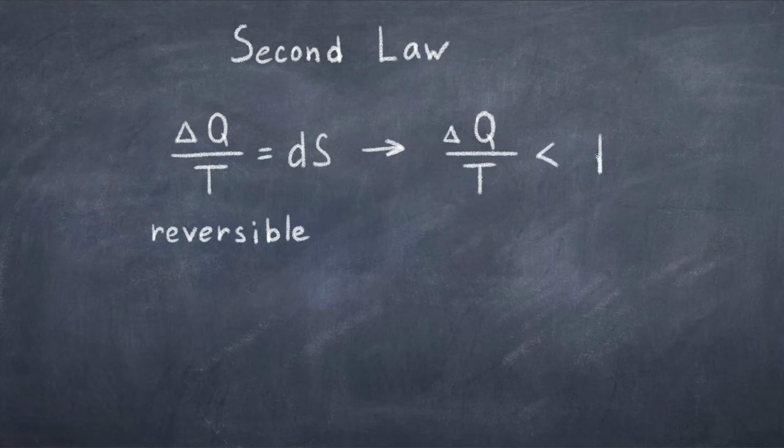For this to be true, the process must be reversible. The problem is that all macroscopic natural processes are irreversible. Thus, realistically, we should write the second law as dq over T is smaller than dS. This means that the entropy of the universe as a whole is overall increasing, always.